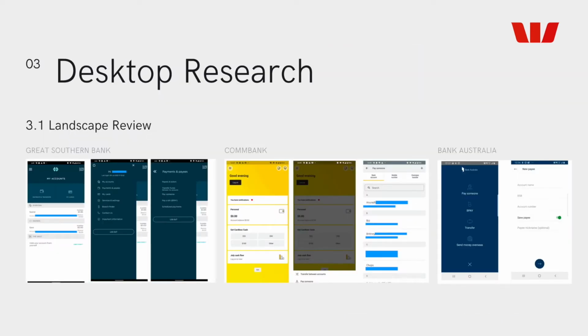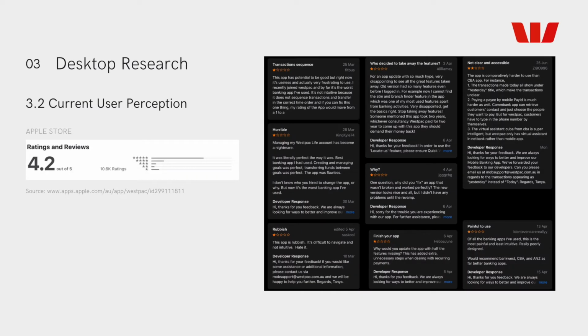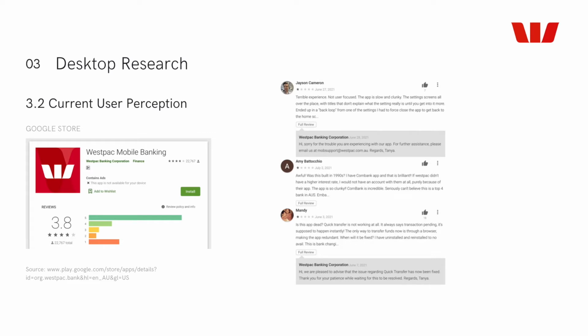As part of the desktop research, we ran a landscape review to look at other popular banking apps in Australia. We also did research on the current user perception, so we checked on the Apple Store, where the app had 4.2 out of 5 in rating, and in the Google Store, where it got 3.8 out of 5. And this bad rating was because since the latest update, the users felt like the app had changed a lot and they were not familiar with the interface and how to use it.